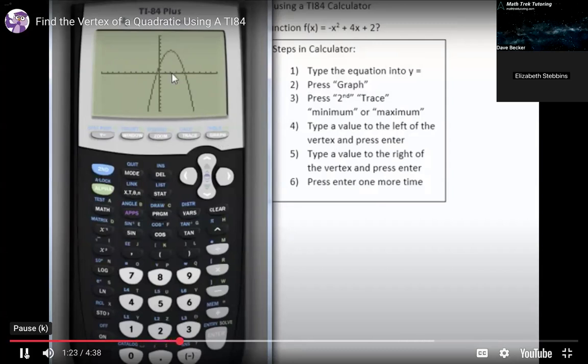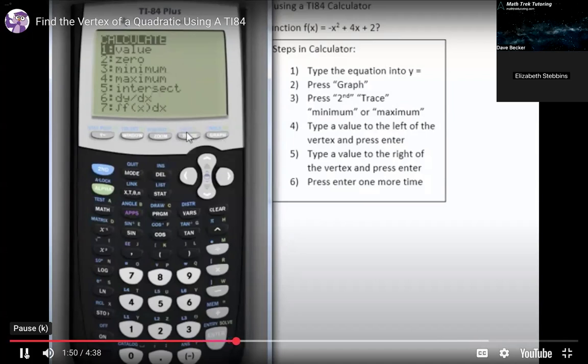And you might be able to guess the vertex just from looking at the graph. It looks like the vertex is at 2, it's really hard to count. 1, 2, 3, 4, 5, maybe 2, 6, maybe 2, 7. It's hard to tell. So to find the exact vertex, we're going to go to second. Hit the second, that's the blue button in the upper left hand corner of the black section of your calculator. So second, trace. Trace is above the top row of buttons. Press the down arrow button until we get to a maximum, because our vertex in this case is a maximum. It's the highest point. Press enter.